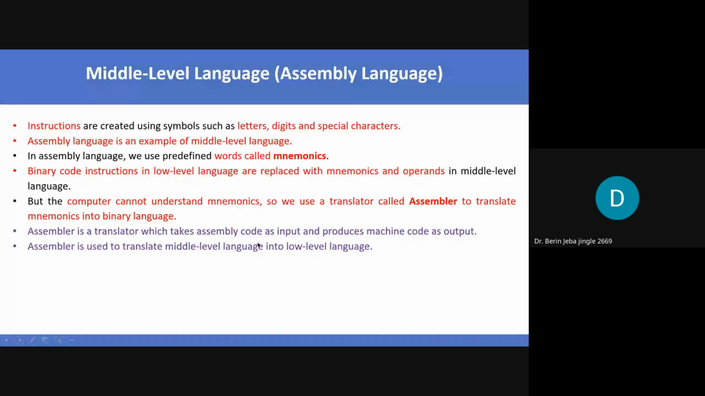It uses a translator called an assembler for translating assembly level language to machine language. Once again, this is an important thing for MCQ. So what is an assembler? An assembler is a translator which translates assembly level language to machine level language.